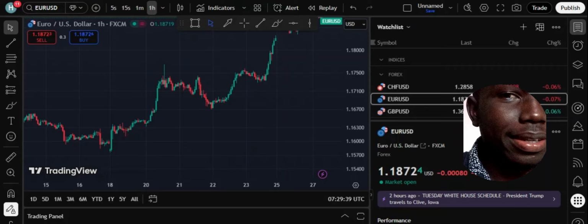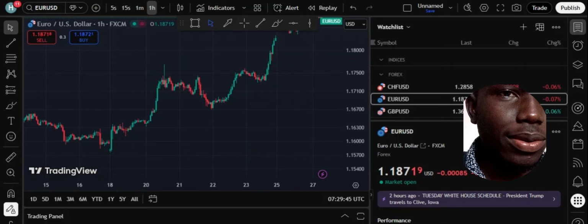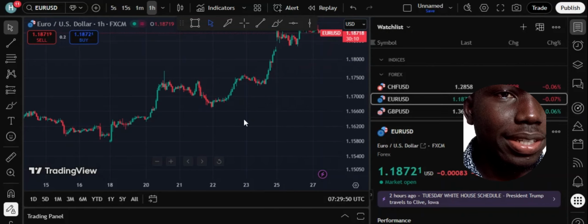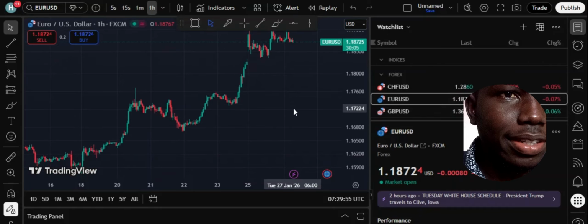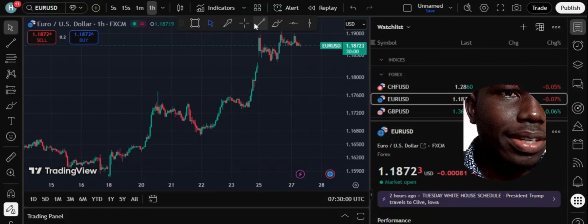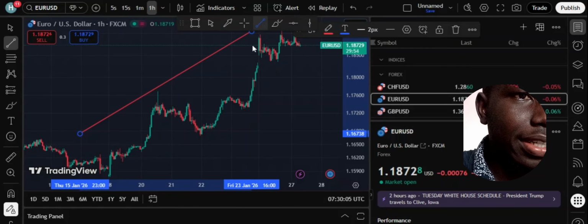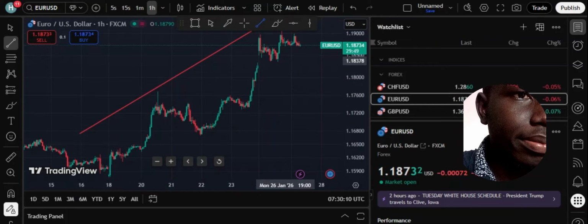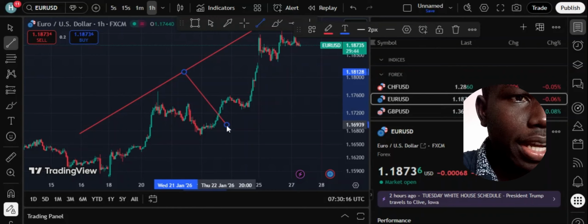So basically right here I have the Euro USD chart on TradingView, and I'm on a one hour time frame. Things are really going up, you can see that we are having that bullish trend going up. Considering that the market is on an uptrend, we like to see that. That is very beautiful.